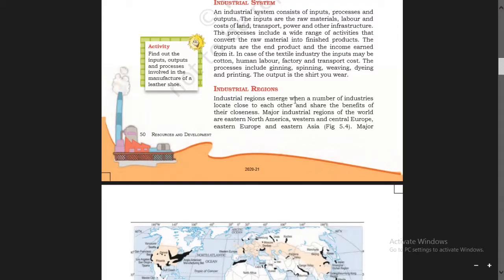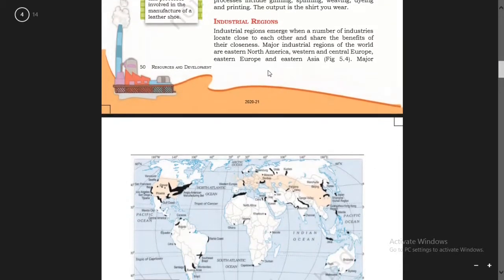Industrial regions emerge when a number of industries locate close to each other and share the benefits of their closeness. Major industrial regions of the world are Eastern North America, Western and Central Europe, Eastern Europe, and Eastern Asia.